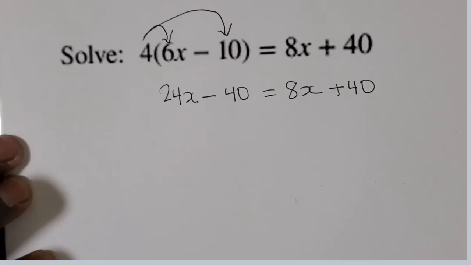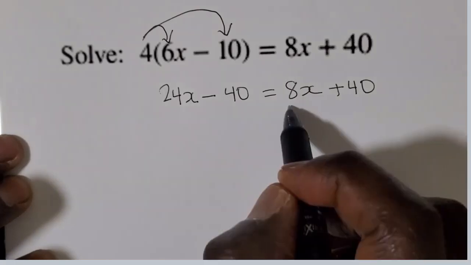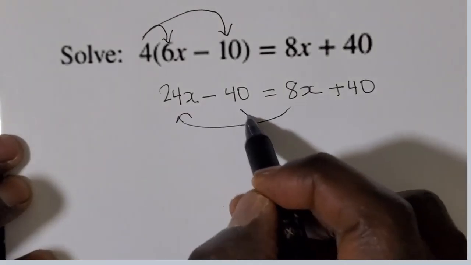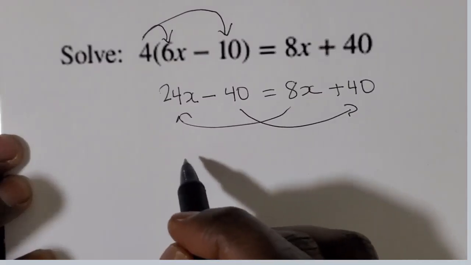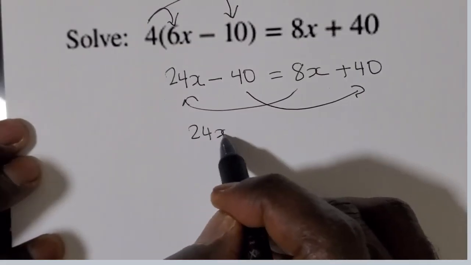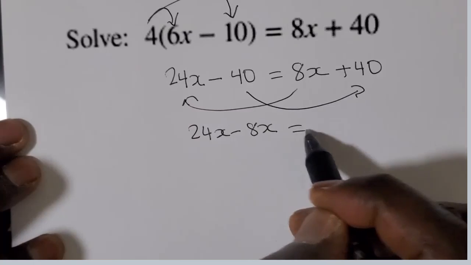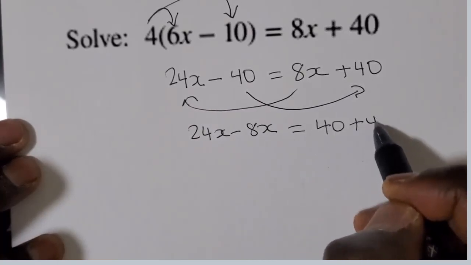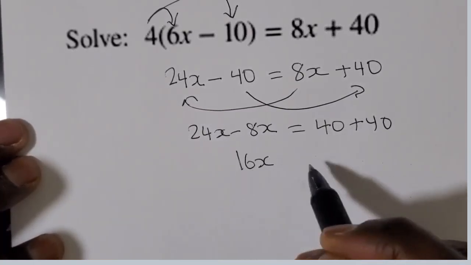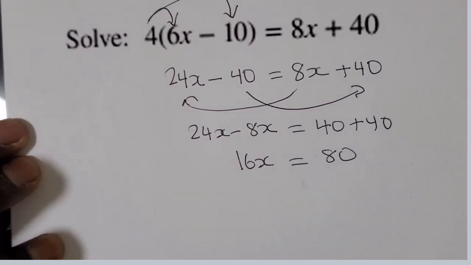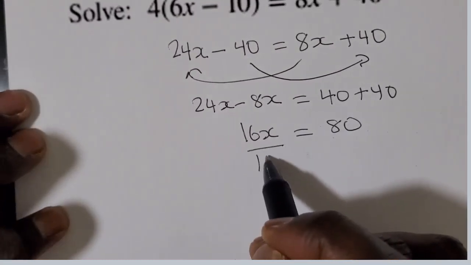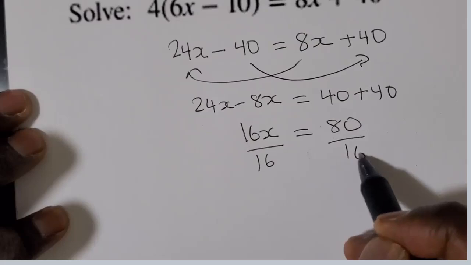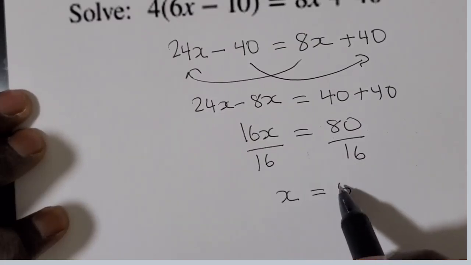Okay, and then after that, they will combine like terms, bring this here and take this over there. So it becomes 24x minus 8x, and then 40 plus 40, which becomes 16x equals 80. Divide both sides by 16, and they will get 5.